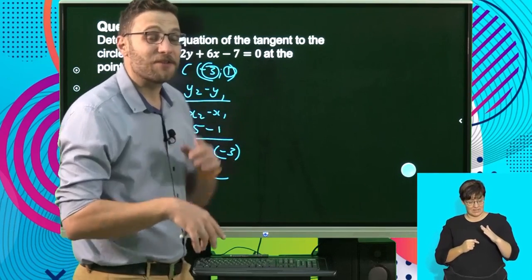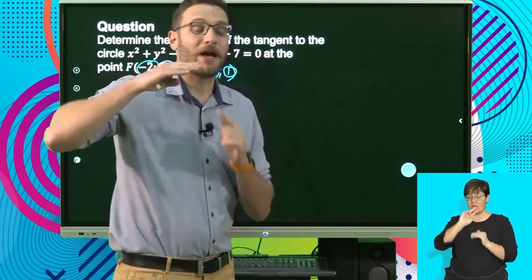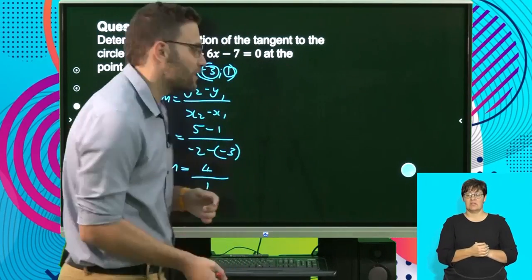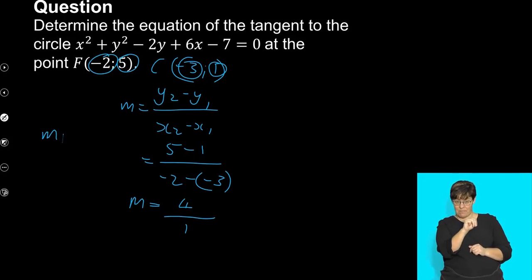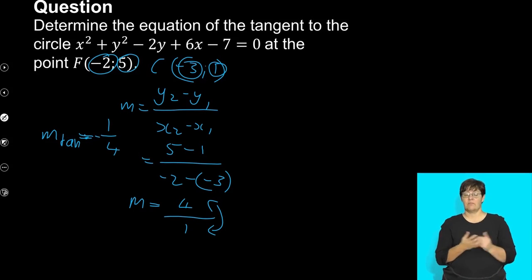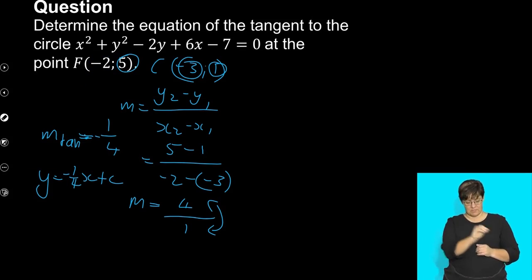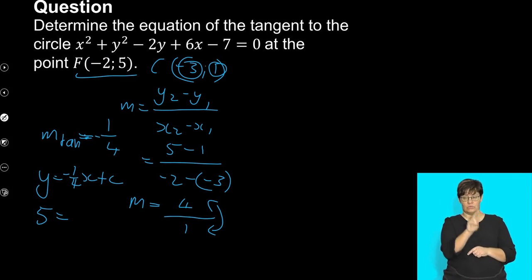That's excellent, because once I have the gradient of the radius, I can work out the gradient of the tangent. The gradient of the tangent, because it's perpendicular, I'm just going to flip it over and change the sign. And so my gradient of my tangent is going to be, flip this over, 1 over 4, and I'm going to change the sign to a negative. Once I have that, I can sub in the point. Well, the only point that I have is this point here, which is minus 2, 5. I'm going to sub that in. So y is 5, x is minus 2.